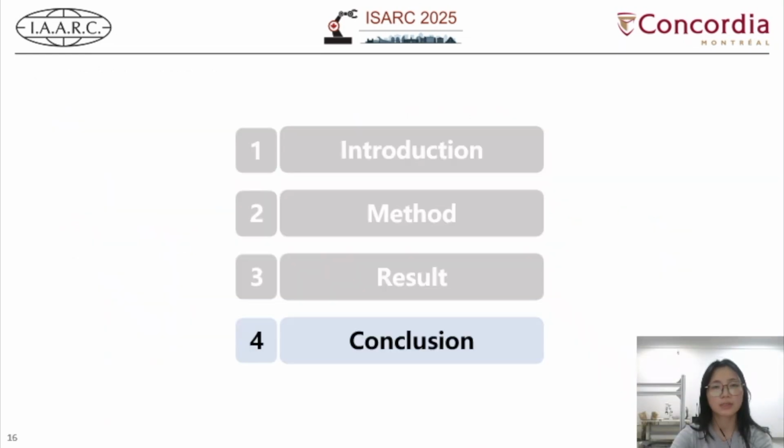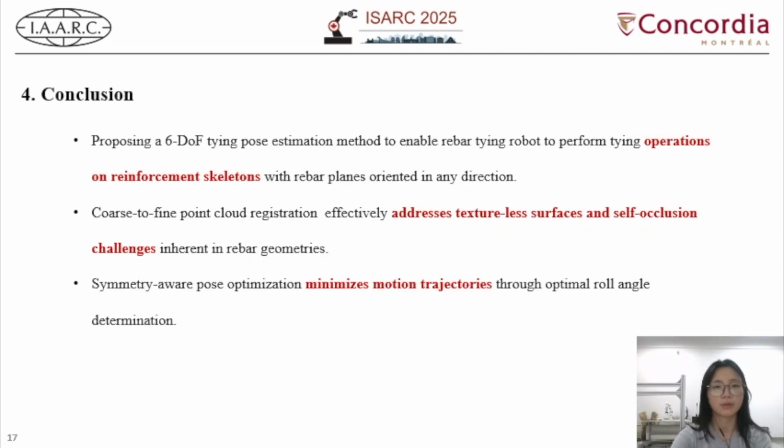In conclusion, this research makes several key contributions. First, we have developed 6 degrees of freedom tying pose estimation that enables rebar tying robots to perform operations on reinforcement skeletons with rebar planes oriented in any direction.